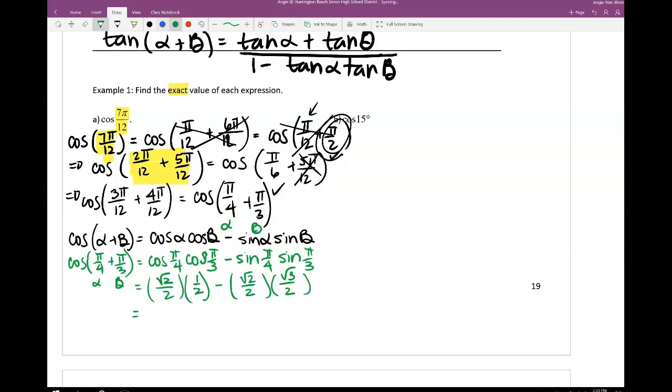Then from here, we will distribute. So we would have radical 2 over 4 minus radical 6 over 4. So we come up with radical 2 minus radical 6, over 4. And because we can't use a calculator, this is as far as we can go.